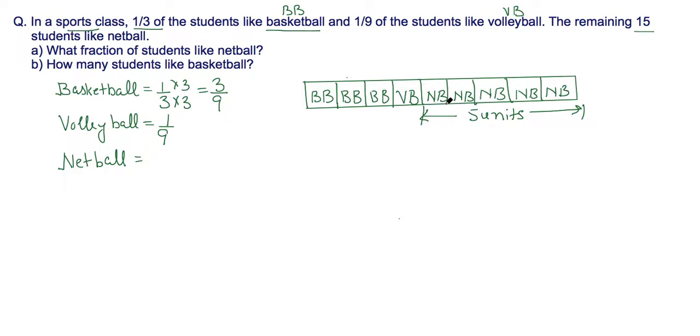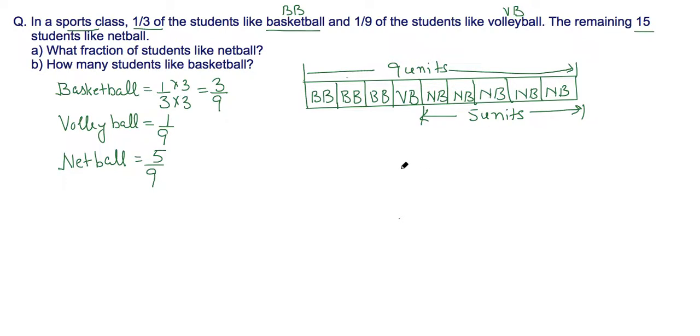So one way is to do it directly from the model itself. You can see what fraction of the students like netball. Out of these 9 units, these five units of students like netball. So you can just directly write 5/9. 5/9 of the students like netball.